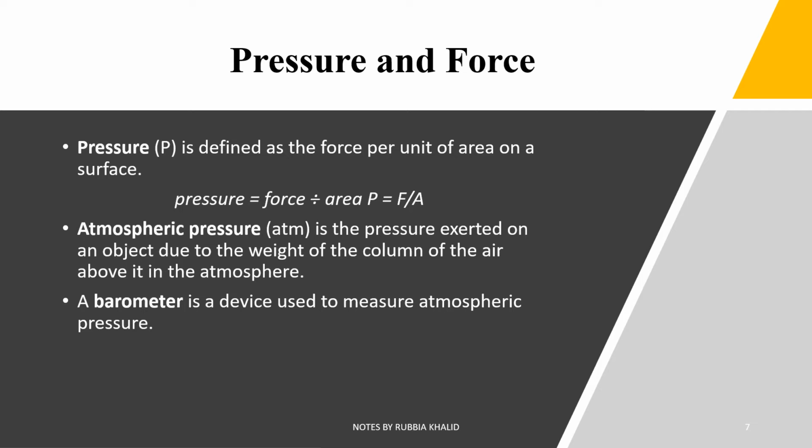However, units such as torr, millimeters of mercury, or even atm are frequently used, and you must know how to convert these units from one to another. So, atm. Atmospheric pressure is pressure exerted on an object due to the weight of the column of air above it in the atmosphere. A barometer is a device used to measure atmospheric pressure.